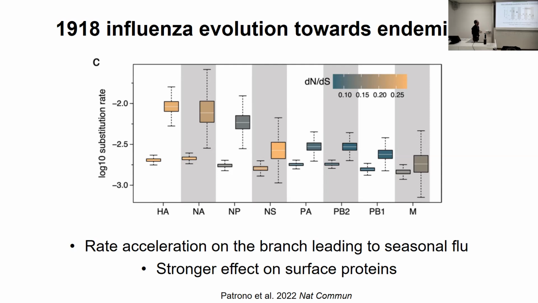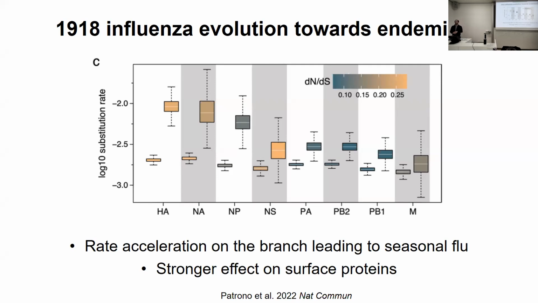One observation that we made, which was really puzzling at the time, but then the SARS-CoV-2 pandemic sort of cast a new light on this, was that when we looked at the rates in the phylogeny of the pandemic virus, which is shown here, and the rate on the branch leading to the seasonal virus, which is shown here, for each segment of the virus, there are 8 of them, we saw that the rate on the branch that led to the seasonal virus was much higher, right? So we have a rate acceleration following the pandemic leading to the seasonal flu, with a stronger effect on surface proteins, so on immunoglobulin and neuraminidase, which are on the left side.